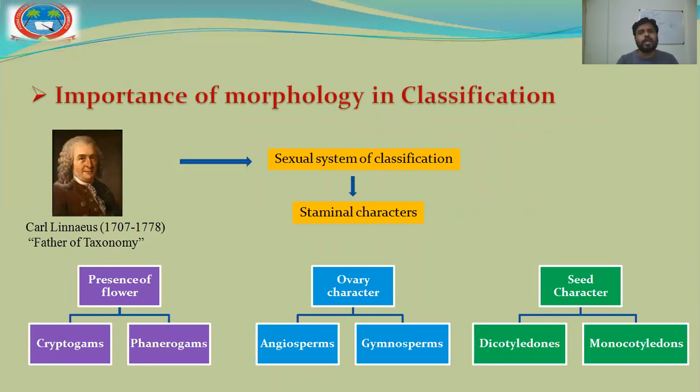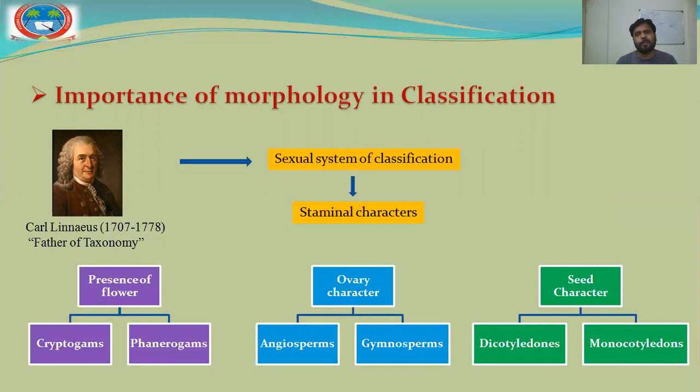Now this morphology has importance in classification also. Classification is nothing but we have to categorize a particular organism into different groups to which it belongs. So I'd like to mention Carl Linnaeus, who is also known as the father of taxonomy, who gave a very famous system of classification which we call the artificial system of plant classification. This system is also called the sexual system of classification.